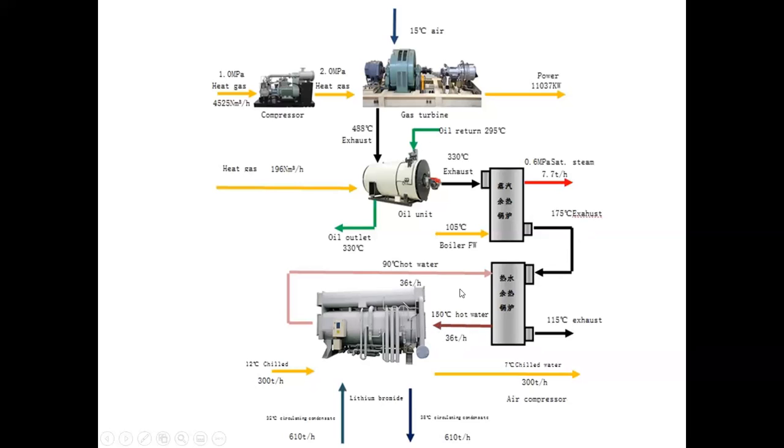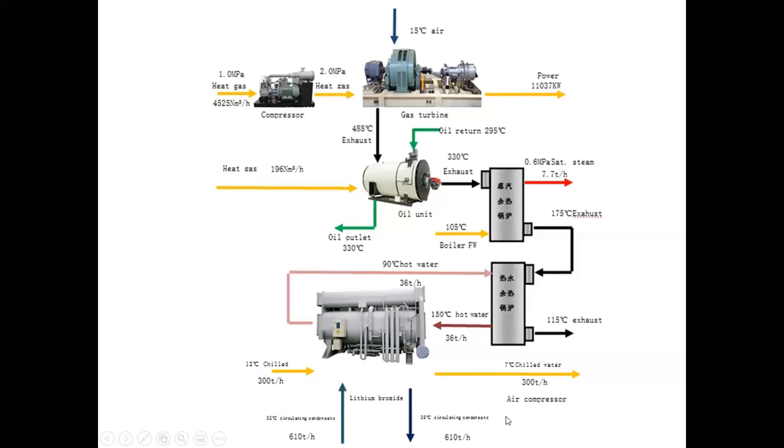Yeah. And now we've got our exhaust gases down to 115 degrees C. And I guess we just couldn't think of anything else to do with them, so we're going to throw those away. And over here on the chiller, we've got 300 tons per hour of chilled water. It's coming back at 12 degrees C, going out at 7 degrees C.